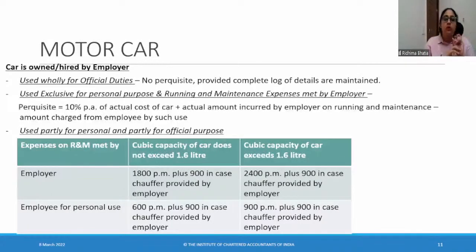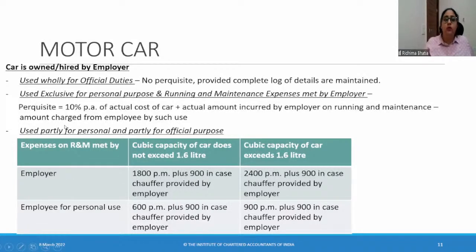Car owned by employer, running and maintenance is borne by employer and the car is used for both personal and official purposes. 800 per month or 2,400 per month depending upon the cubic capacity, plus 900 per month if the chauffeur is also provided. Okay.